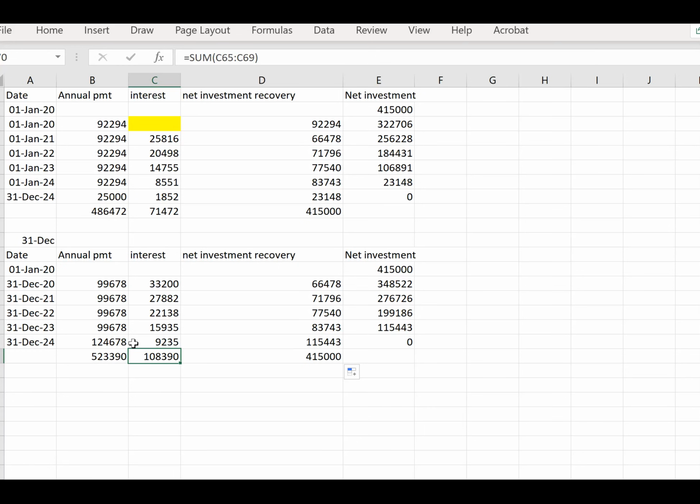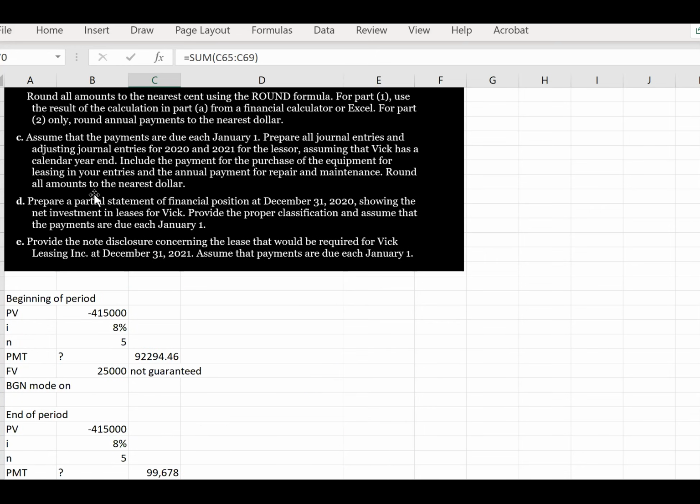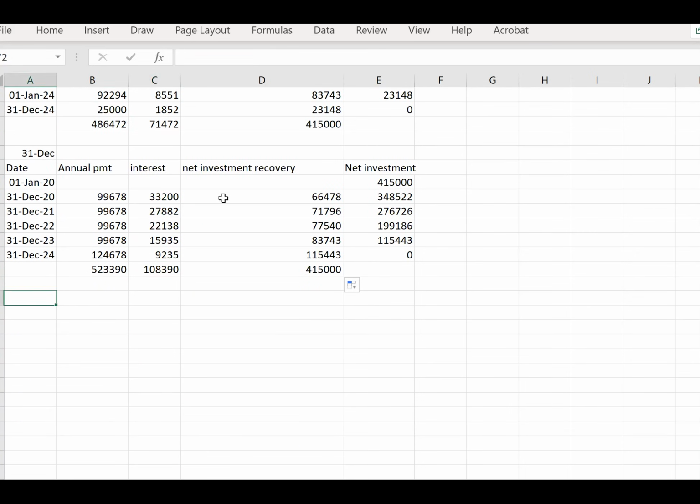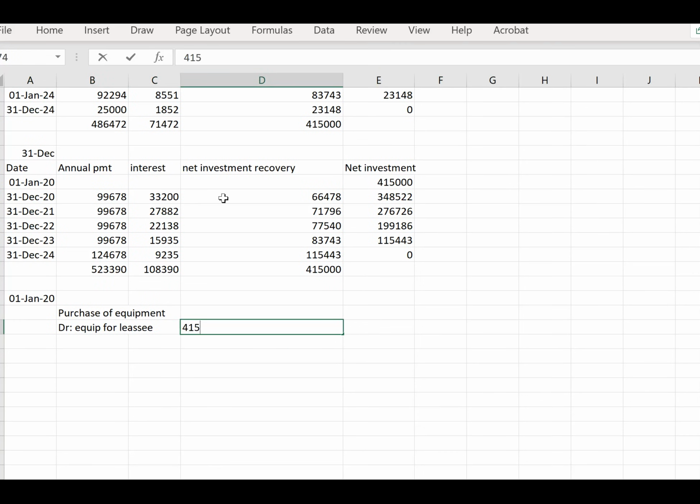Okay, so then now it says, assuming that we are using the payments each January 1st, prepare all journal entries. So let's get started with that. So for January 1st, 2020, we're going to have the purchase of the equipment. So we're going to have debit equipment for lessee. Okay, and the cost of the equipment was 415,000. And we're going to have credit cash.